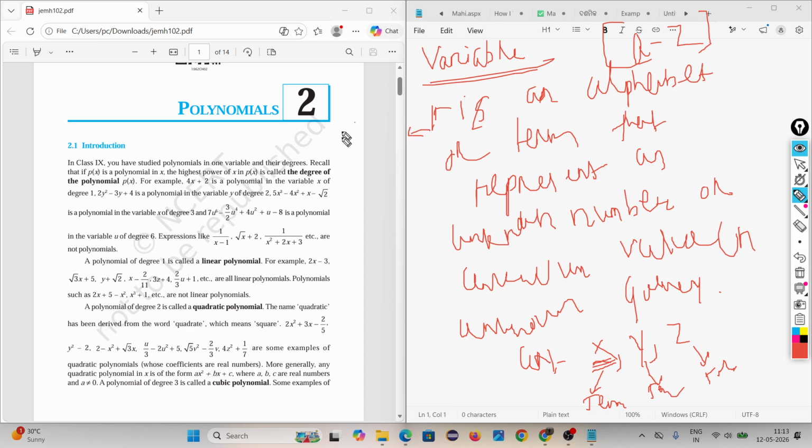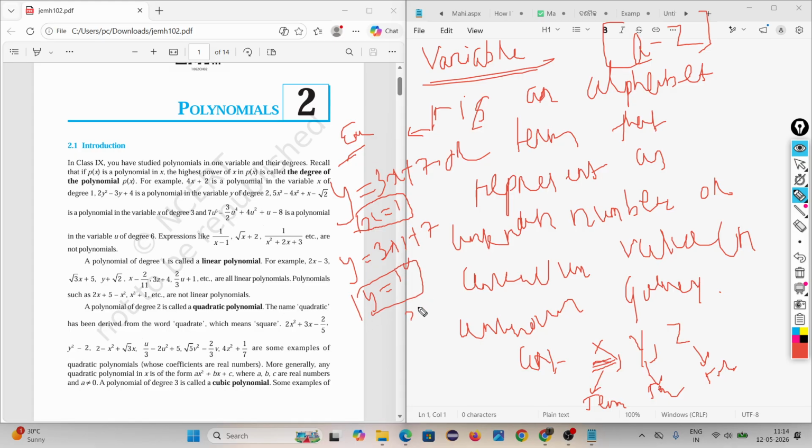To understand this, suppose I am taking one example. y equal to 3x plus 7. Suppose the value of x is 1. When the value of x is 1, then y equals how much? 3 into 1 plus 7, y equals 10.